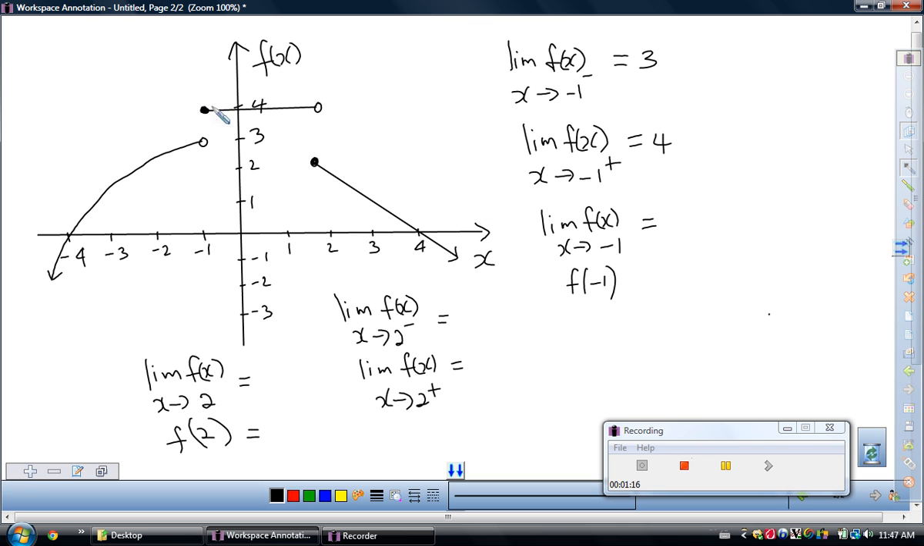From my definition of the existence of a limit, if the limit from the left is equal to the limit from the right, then the limit exists. In this case, the limit from the left is equal to 3 and the limit from the right is equal to 4. The limit of f of x as x approaches -1 does not exist.